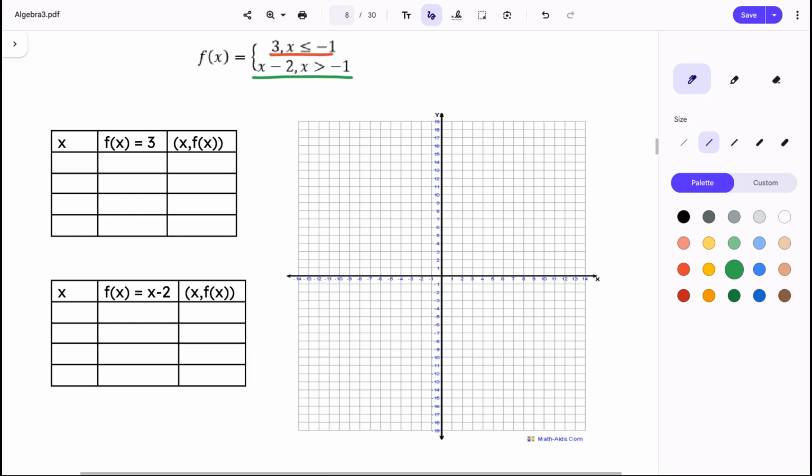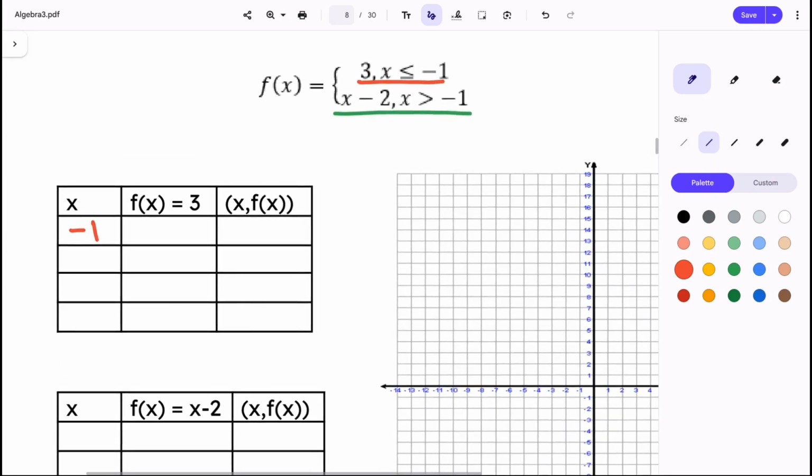So we're going to start with this first one, which was 3 when x is less than or equal to negative 1. That number, if you remember, is the number that you start with. So you're going to start your graph at negative 1. And that first one, does it have an equal sign with the inequality?